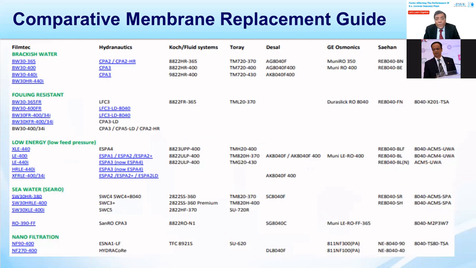These are the various membranes manufactured by Filmtec, Hydranautics, Koch, Fluid Systems, Toray, and others, and this is a table relating the equivalency of the membranes with other manufacturers. For BW30-400, you have the Hydranautics CPA3 as an equivalent membrane, and from Koch you have the HR400. Most manufacturers offer replacements: if you have a CPA3, you can change it with BW30-400, or if you have a BW30-400 membrane, you can change it with CPA3. The performance will be almost the same.